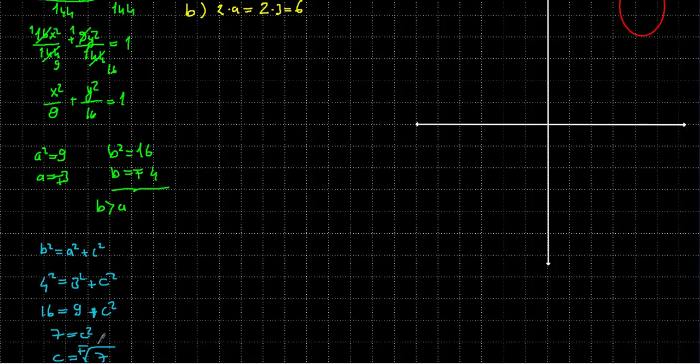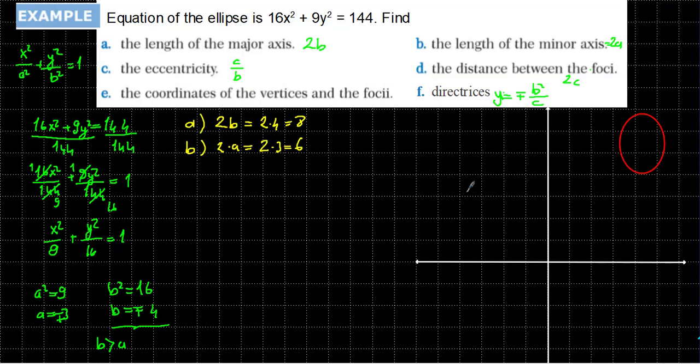With respect to this, since c is equal to root 7, if I return to the question here, the eccentricity is c over b, so the value is root 7 over b, which is 4. You cannot simplify that, so I am going to continue. The distance between the two foci, that's d1, is 2 times c, which is equal to 2 times root 7, which is 2 root 7. Next are the coordinates of the vertices and the foci.